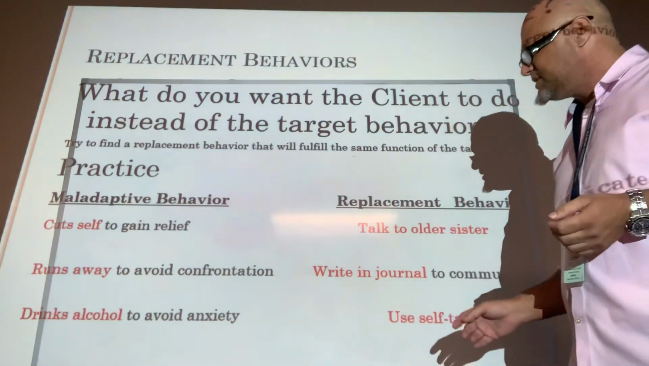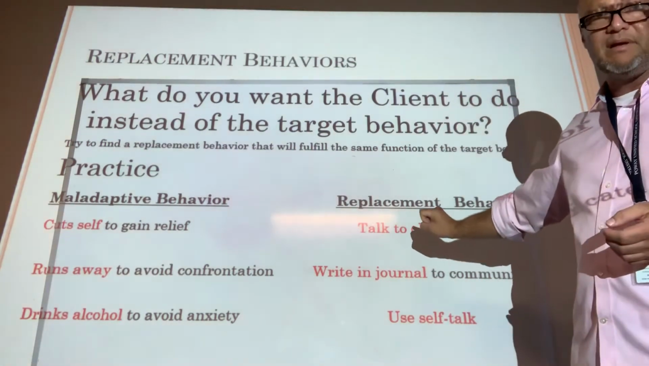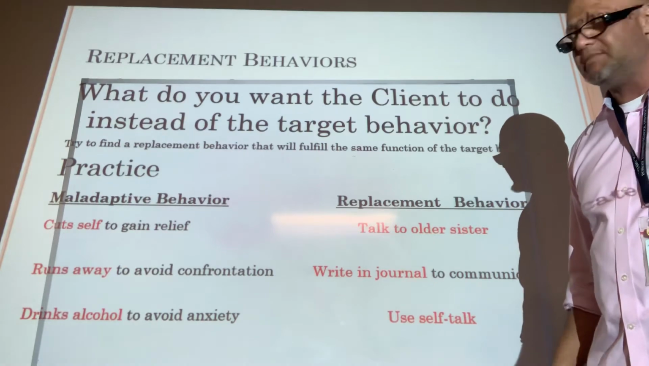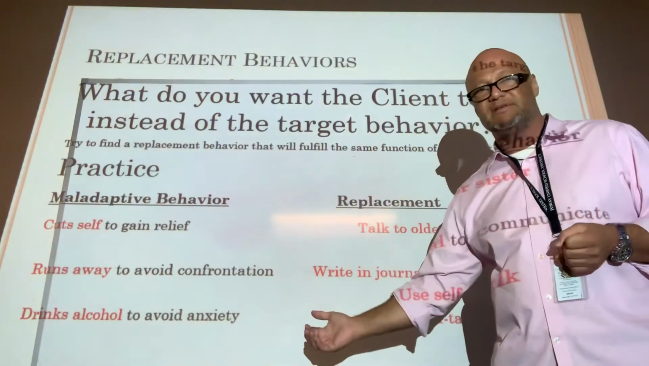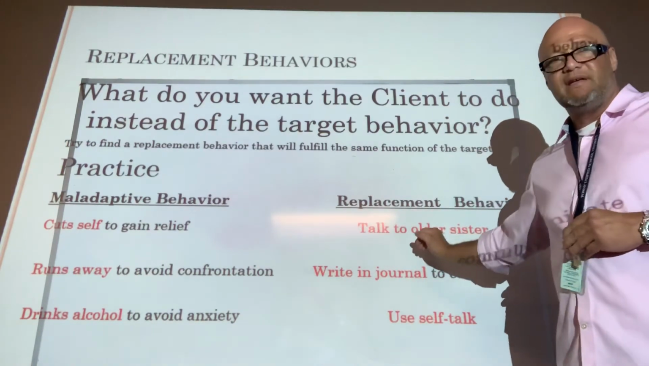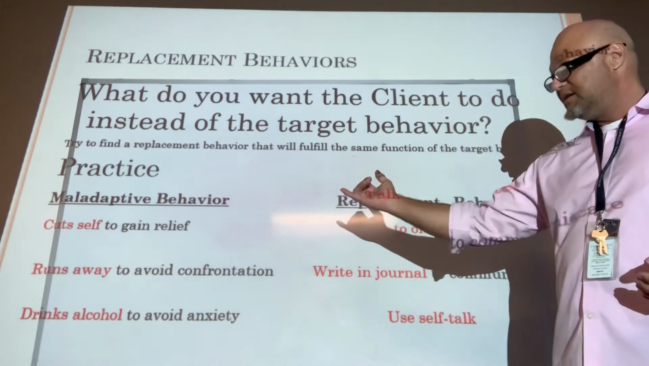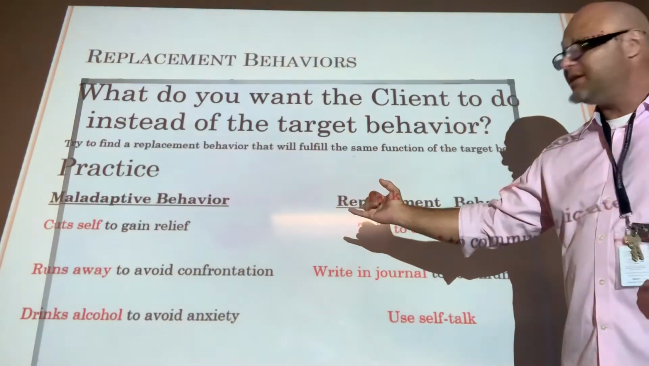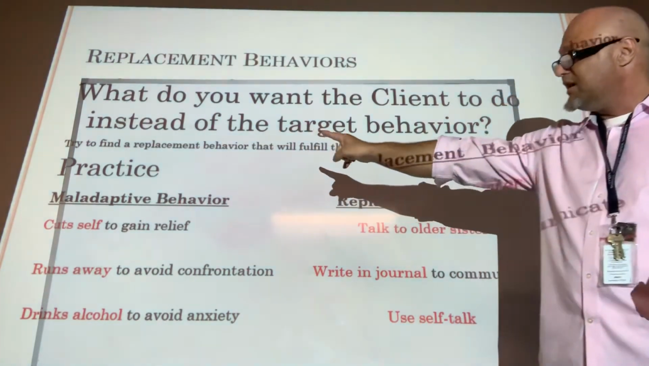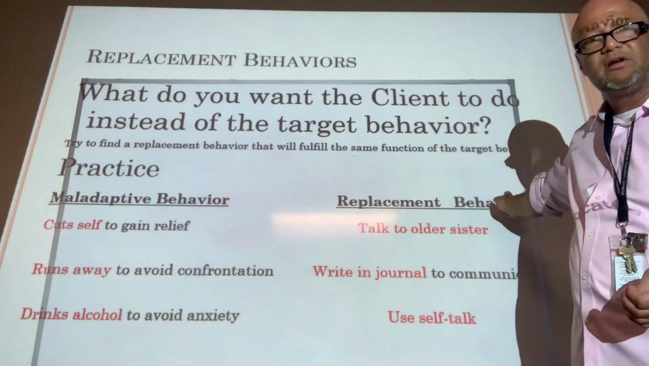You're not going to be able to say every person that cuts themselves might be able to talk to somebody, because talking may not have the same effect for one person as another person. So you're really looking for a replacement behavior that can meet the same needs as the maladaptive behavior. So when we look at this, you try and find a replacement behavior that will fulfill the same function of the target behavior.